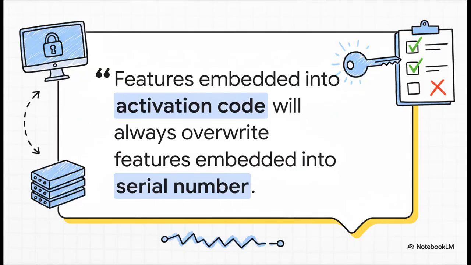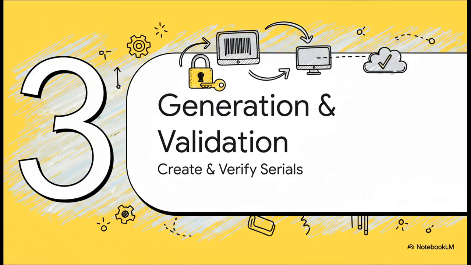And I'm going to say this again because it is that important. When you're using remote protection, the activation code always wins. It's the final authority. Any features it has will completely overwrite whatever you embedded in the serial number. No exceptions.